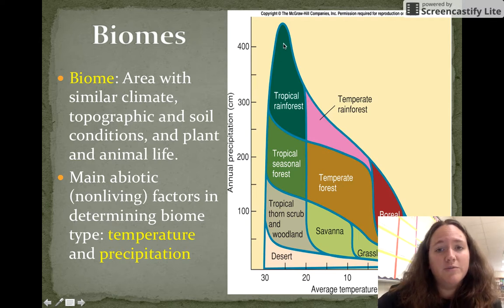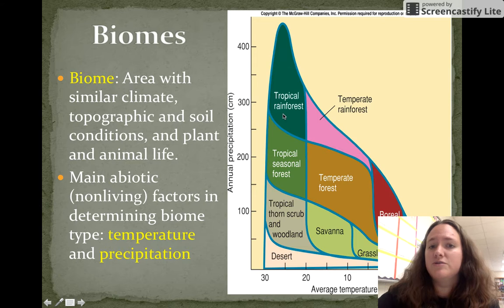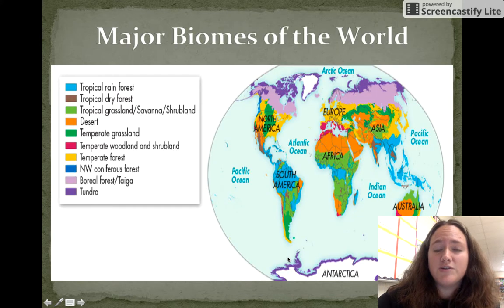Whereas most of you are probably familiar with the tropical rainforest, has a lot of rainfall and also very high temperatures. So the highest amount of rainfall up here is going to be your tropical rainforest. Desert down here, you'll notice, has very little precipitation, and the temperatures can be stretched very, very wide for a desert.